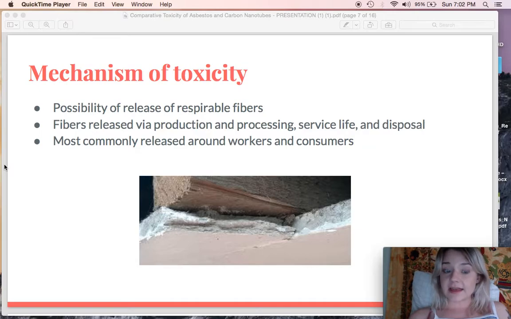Other things that affect the release of these materials, specifically asbestos, is exposure to UV light and heat, chemical erosion and combustion. And for CNTs, the toxicity of released CNTs combined with fragmented matrix particles can be different than the toxicity of pristine CNTs, and therefore toxicity tests are very important.